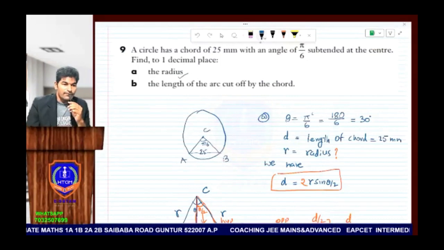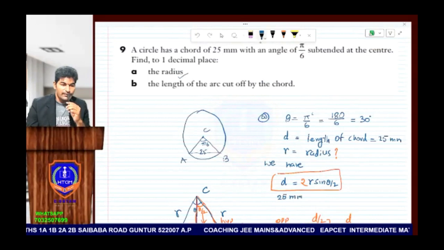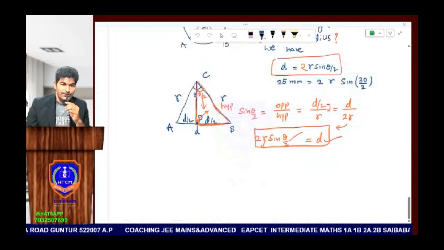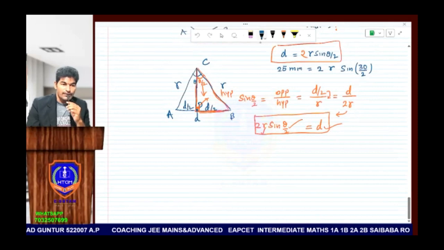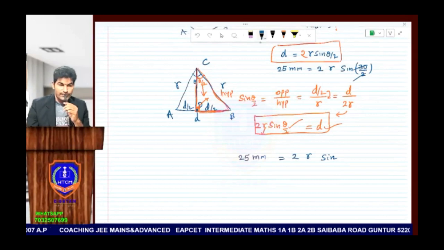So now what was given to you? D was given. D was 25 millimeters. Write it down along with the measurements. And we don't know the value of R. And sine, can you tell me theta is how much? Theta, we got 30 degrees, right? So 30 degrees divided by 2 will be 15 degrees. So I am continuing the solution: 25 millimeters equals 2 into R into sine 15 degrees. 30 divided by 2 is 15.